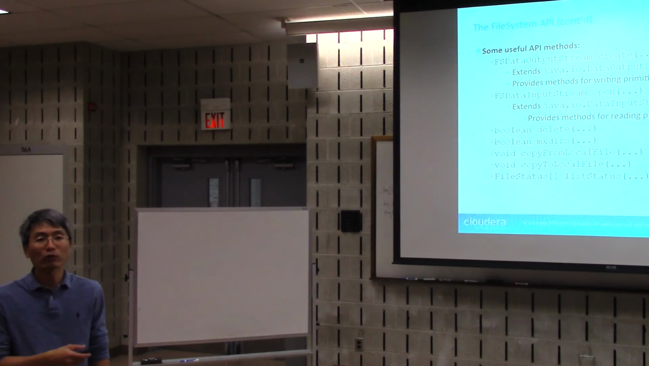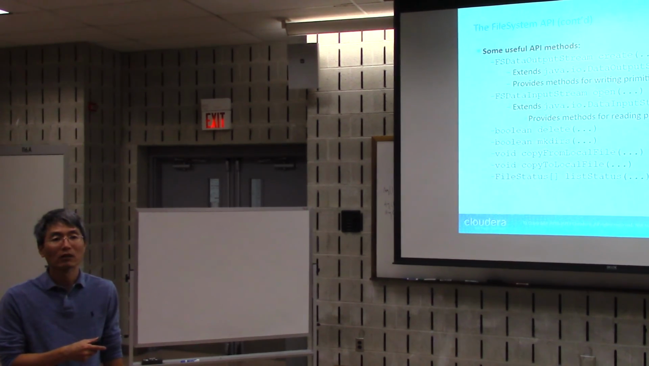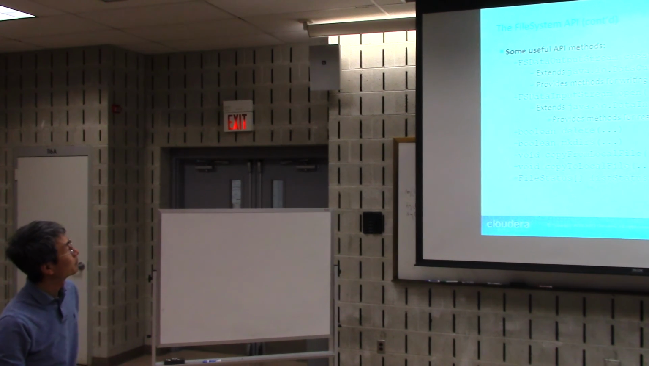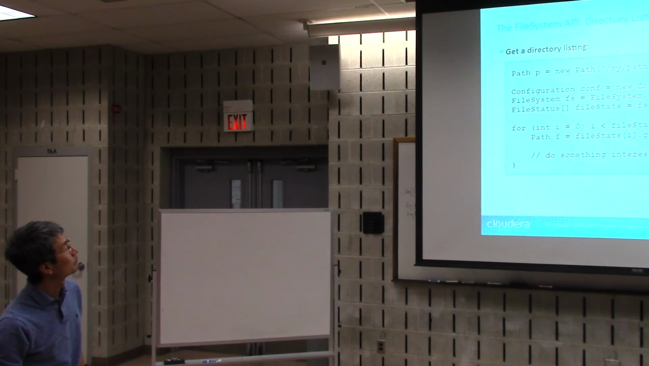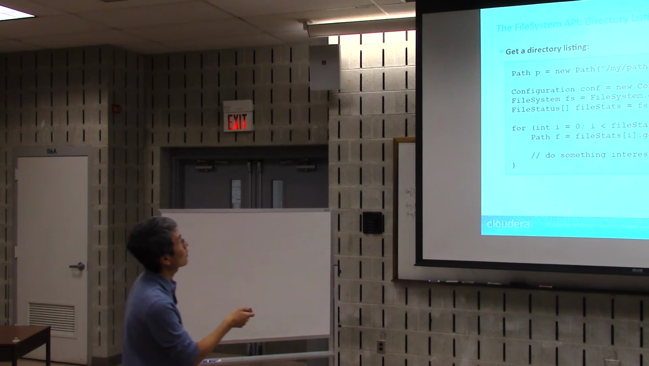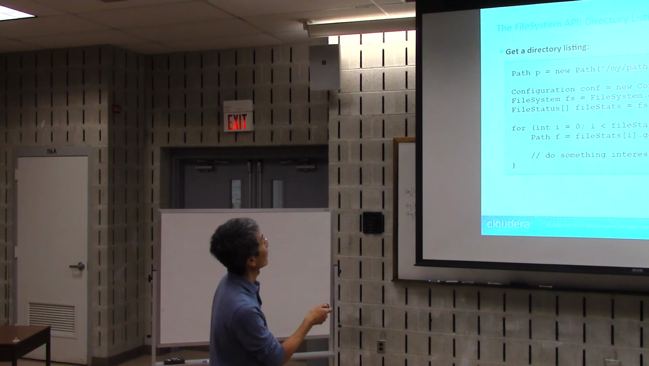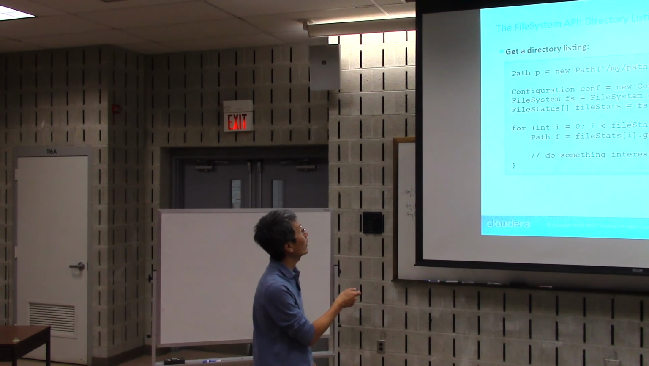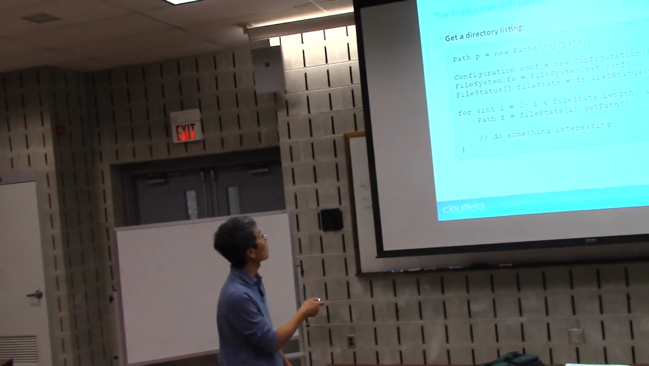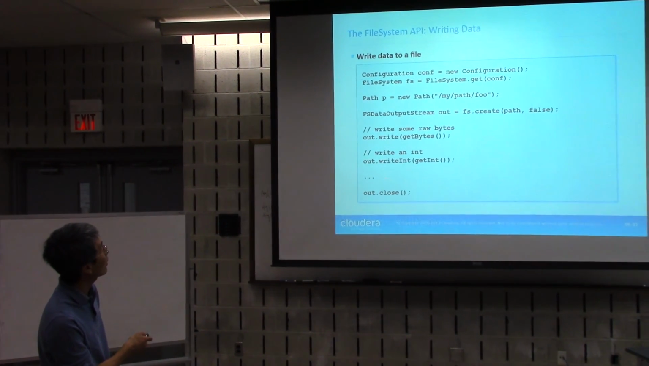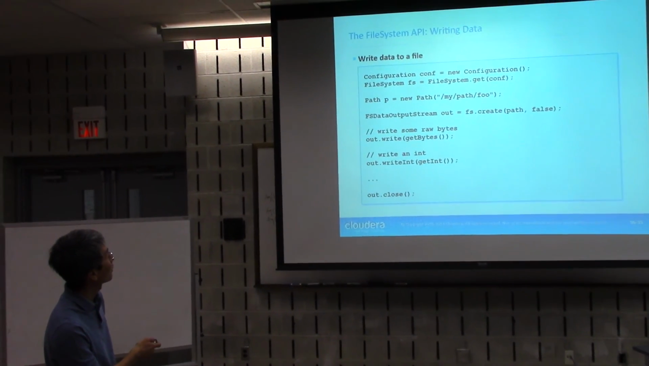How can you handle the local file system? It's just pure Java program. For example, in this case, it's a list of the files. So directory listing. Under the path, all the file list will be displayed in this example. And also you can write the data using the write method.